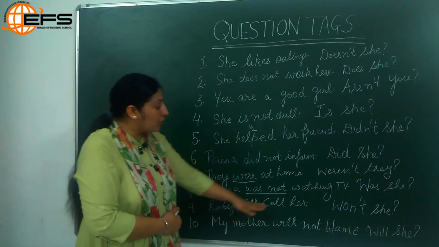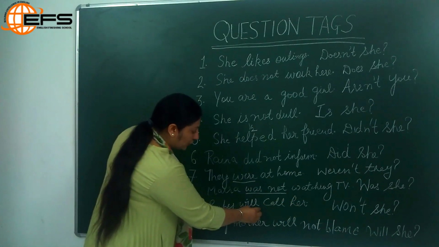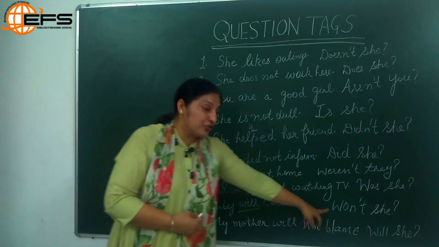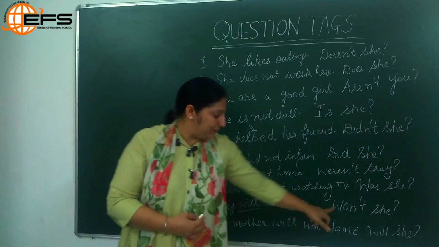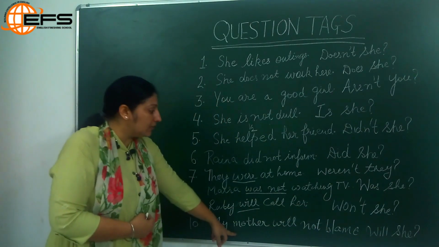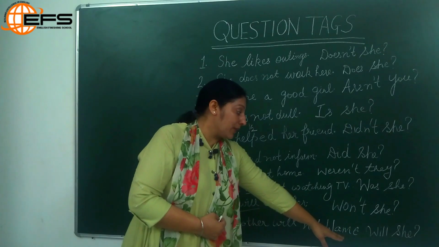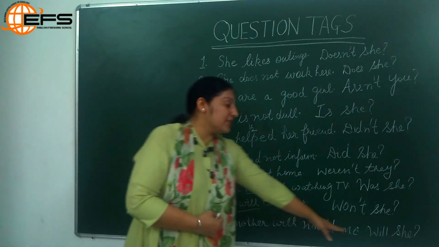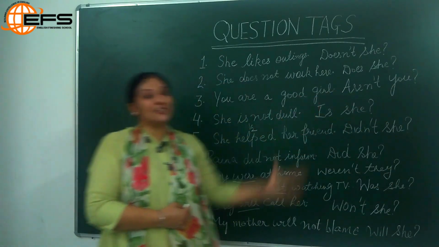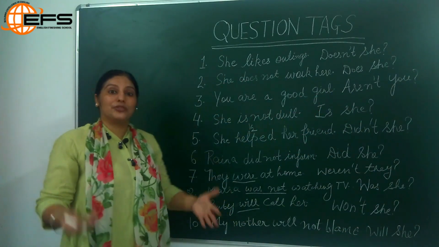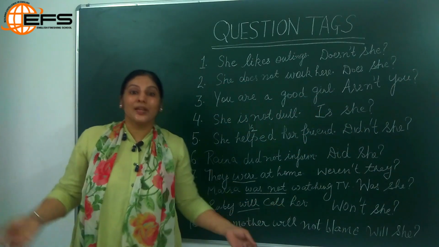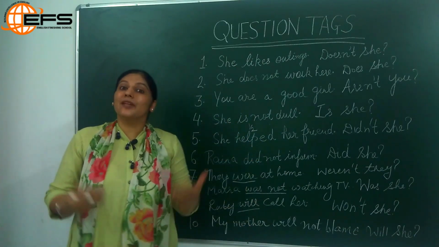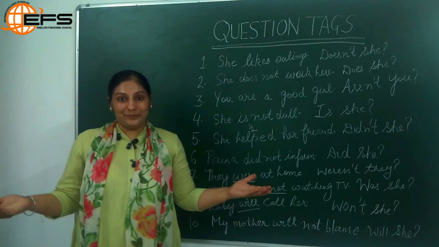Then Ruby will call her. So we have simple future tense in place. Won't she, means will not she? My mother will not blame. So here we have a simple future negative sentence. So we'll say will she? So this is how question tags are used in day-to-day communication, and use them and make your communication smarter.